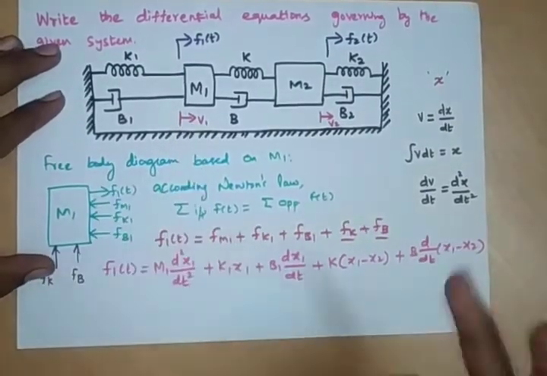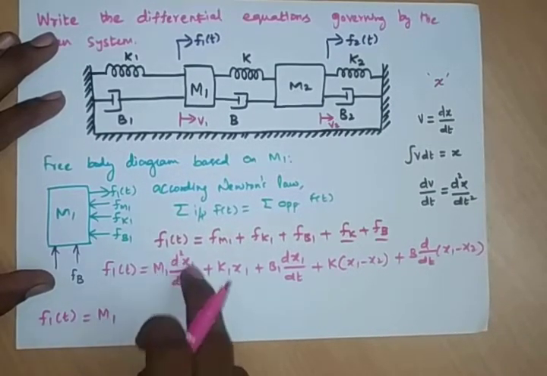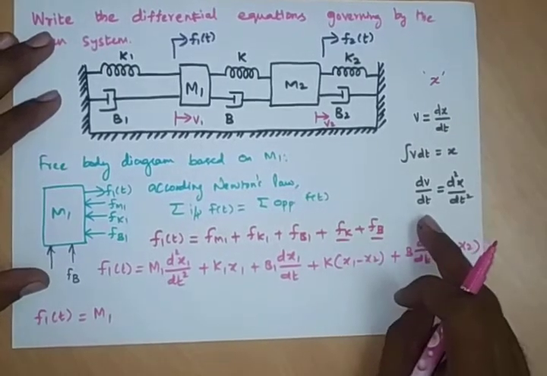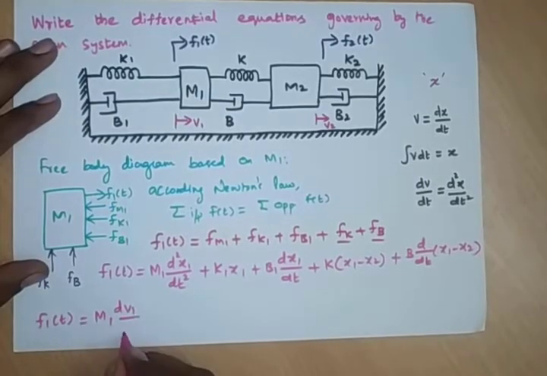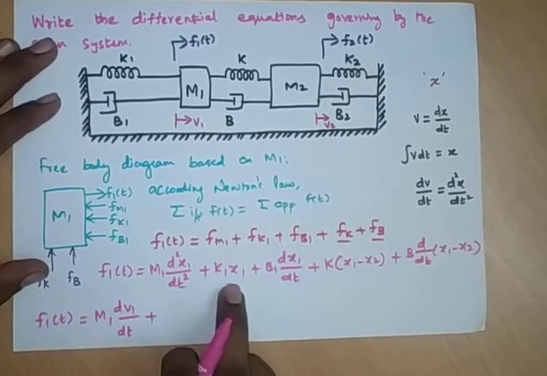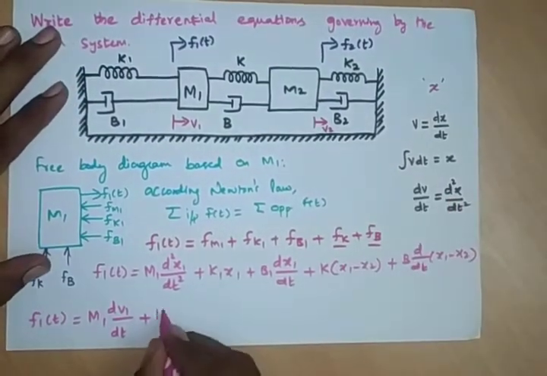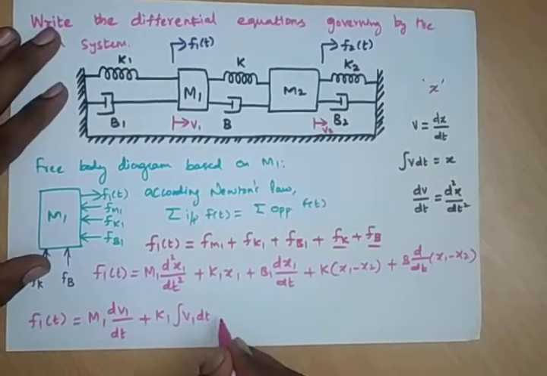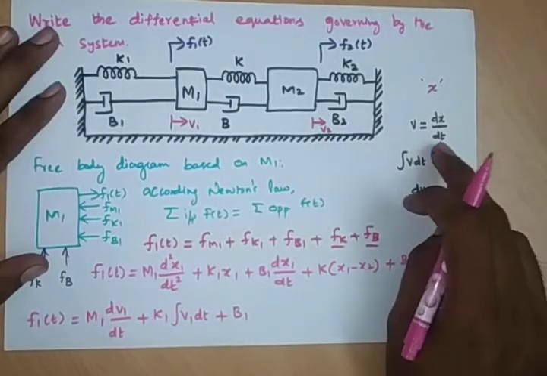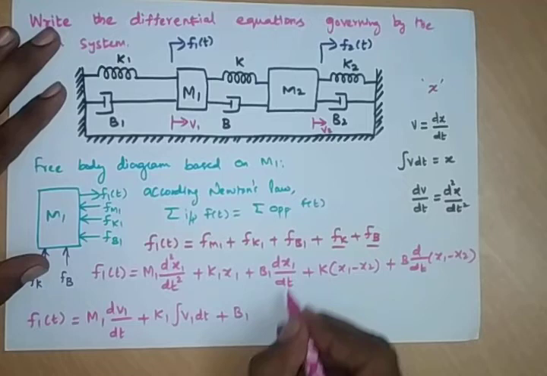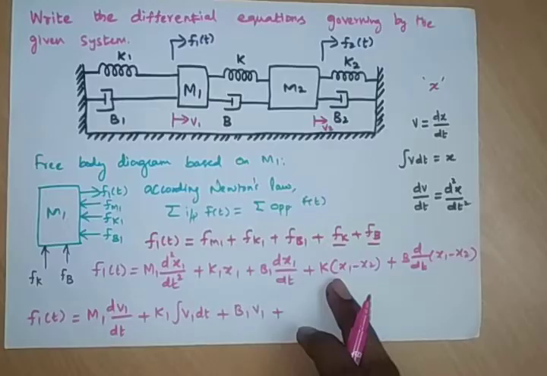This is our objective. So f1 of t is equal to m1 d square x1 by dt square. This can be replaced by means of dv by dt, is it not? So dv1 by dt plus k1 into x1. So x, instead of x we can use integral of v dt, is it not? So k1 into integral of v1 dt plus b1 dx by dt, instead of dx by dt, which is equivalent to velocity v. So dx1 by dt equal to v1 plus k into x1 minus x2, is it not?